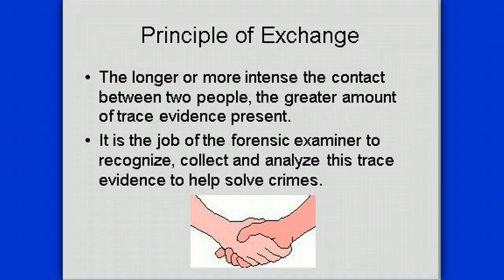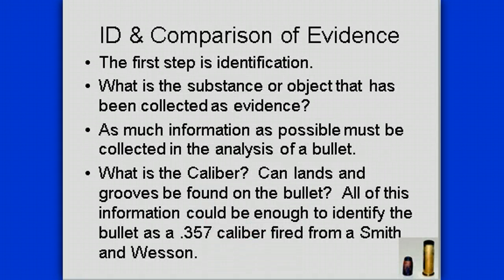Now, the longer or more intense the contact between two people, the greater the amount of trace evidence is present. So if it's some form of a violent crime that was committed between one person towards another, there should be quite a bit of trace evidence that could be found. It's the job of the forensic examiner to recognize, collect, and analyze this trace evidence in order to help solve crimes. So let's say we go into a crime scene.